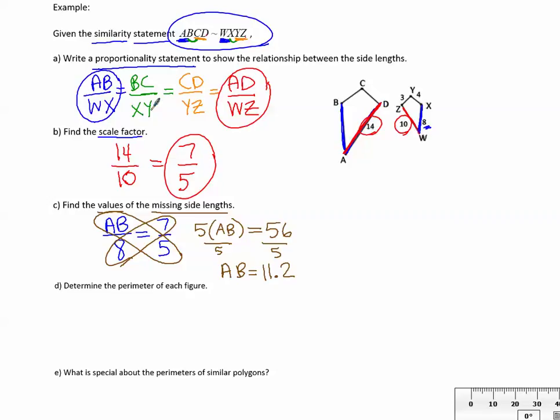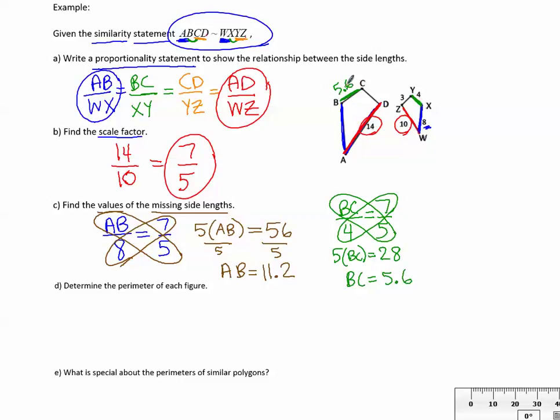Let's set up proportions for the other ones. BC over XY. BC we don't know, so we'll write BC over XY is what it corresponds to, and that says 4, and it equals the scale factor 7/5. Now we cross multiply. 5 times BC equals 4 times 7, or 28. Divide by 5, and BC equals 5.6. So I can write 5.6, just like I should have written in the picture for this side, 11.2.